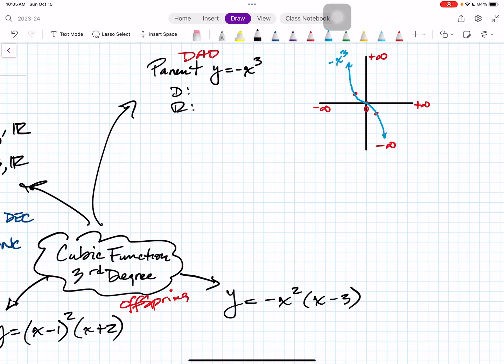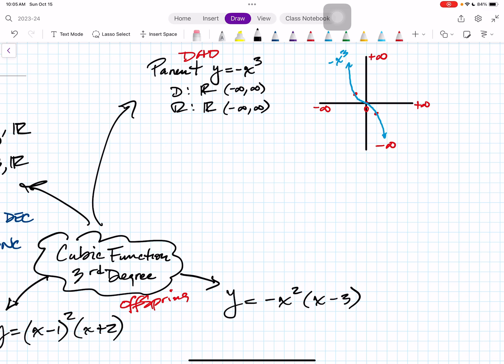Now again, as I said earlier, the domain is all reals. You can say from negative infinity to infinity. The range is all reals, from negative infinity to infinity. That's because there are no holes or asymptotes, because these are continuous functions. You can trace them with your pencil without lifting your pencil off the paper.